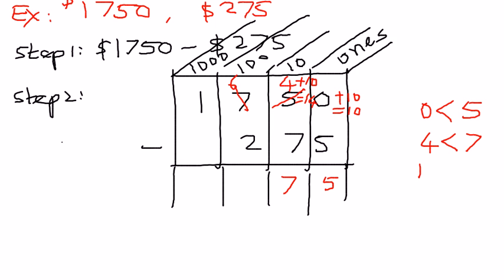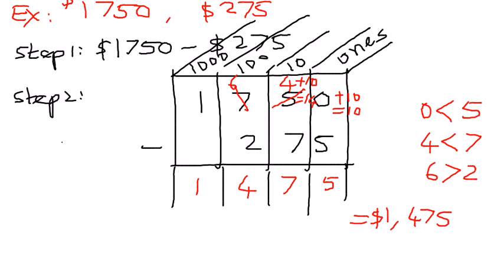In the hundreds column, we have 6, which is larger than 2. This is a 6, so let me erase this. 6 is larger than 2. Therefore, we can perform the subtraction. 6 minus 2 is 4. And in the last column, which is the thousands column, we have a 1. We just carry the 1 over as the answer. So therefore, the answer we have is 1,475.